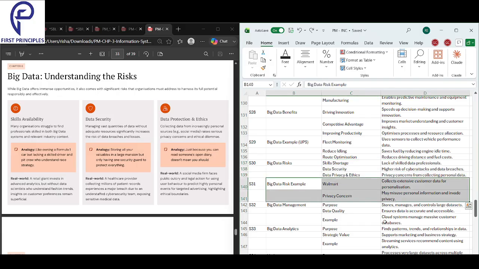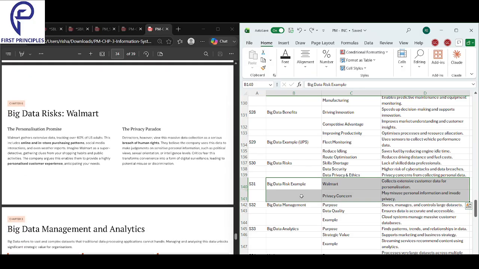Now, an example of big data risk. Let's look at Walmart. Walmart collects extensive customer data for personalization. Privacy concern: they may misuse the personal information and invade privacy. Walmart collects a lot of information, and what they can do is invade privacy.